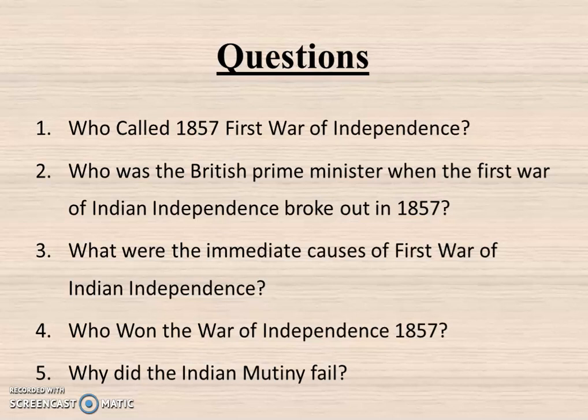Now there are a few questions I am going to ask you. Number one, who called 1857 the First War of Indian Independence? Second, who was the British Prime Minister when the First War of Indian Independence broke out in 1857? Third, what were the immediate causes of the First War of Indian Independence? Fourth, who won the War of Indian Independence 1857? Last one, why did the Indian Mutiny fail?